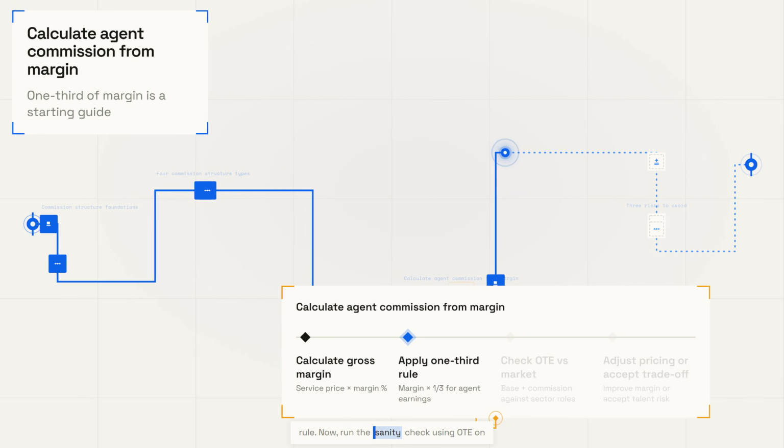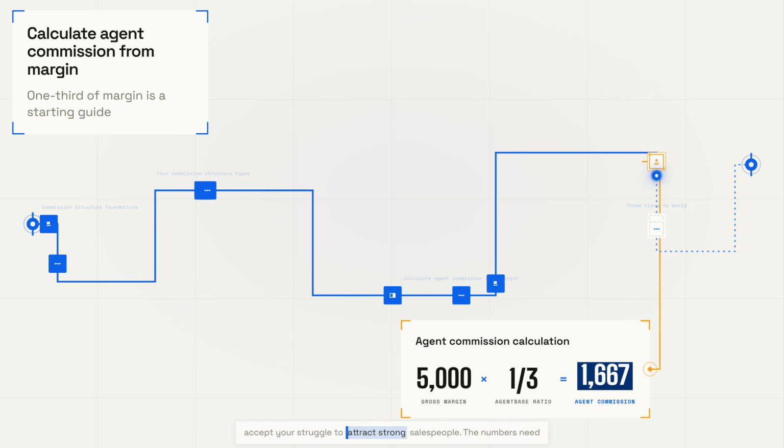Now, run the sanity check using OTE, on-target earnings. That's the total a salesperson expects to earn if they hit their targets. Base salary plus commission. Look at OTE for equivalent roles in your sector. If the commission your margin can sustain produces an OTE well below market, you have two options: improve your pricing or margin, or accept you'll struggle to attract strong salespeople. The numbers need to work in both directions.